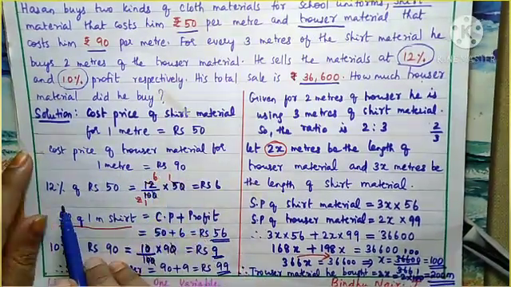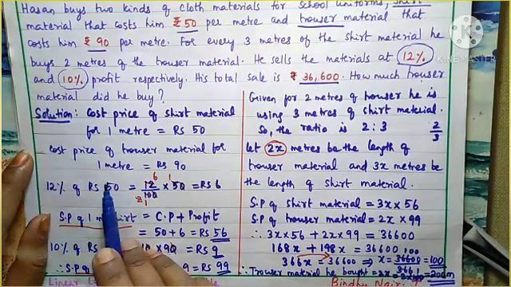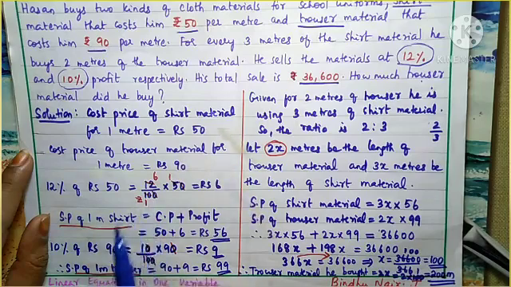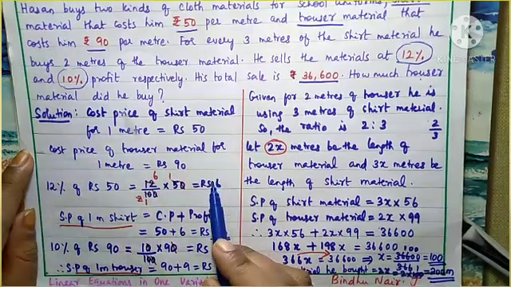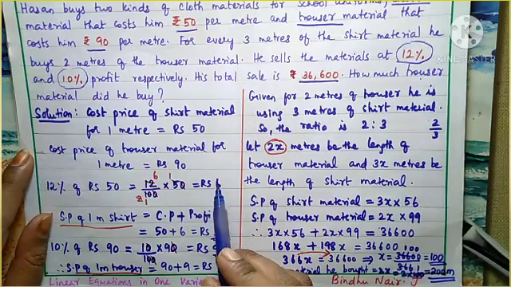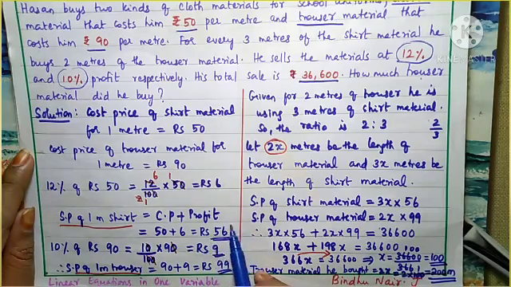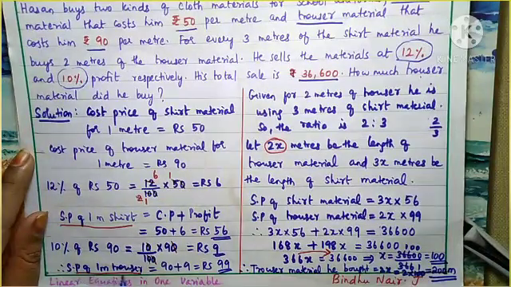Now we are calculating the 12% profit for this shirt material, rupees 50. How much for 1 meter? You got 6 rupees, correct? So when 6 rupees is the profit for 1 meter, what is the selling price? CP plus profit. Thus you got the selling price of 1 meter of shirt as rupees 56. Similarly, you got the selling price of 1 meter of trouser, 90 plus 9, that is 99.